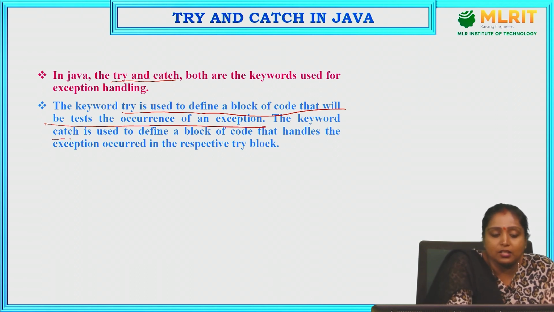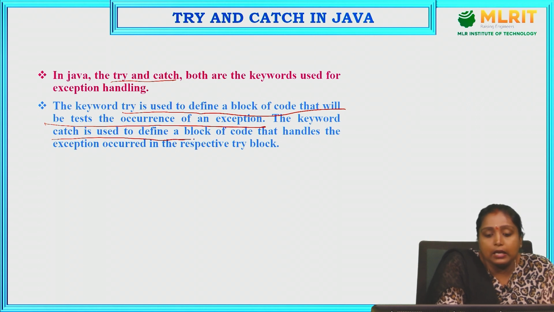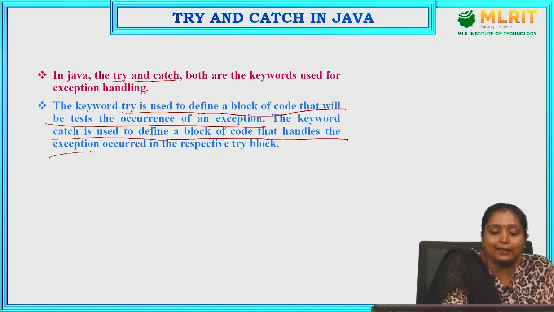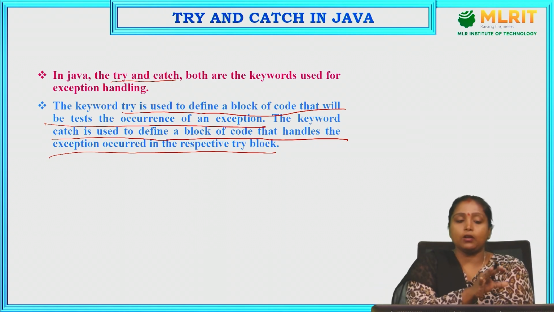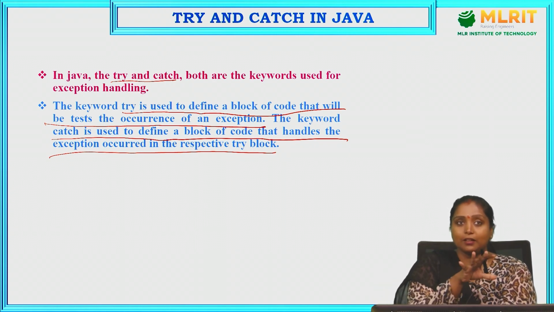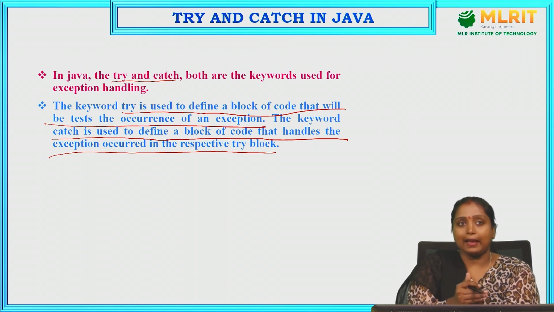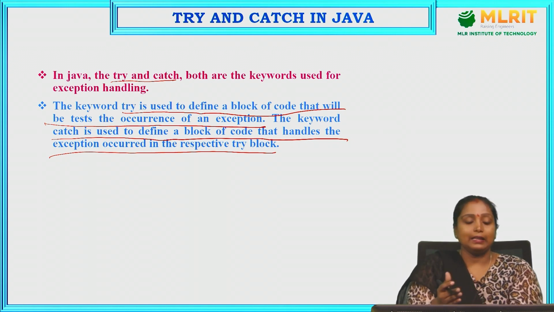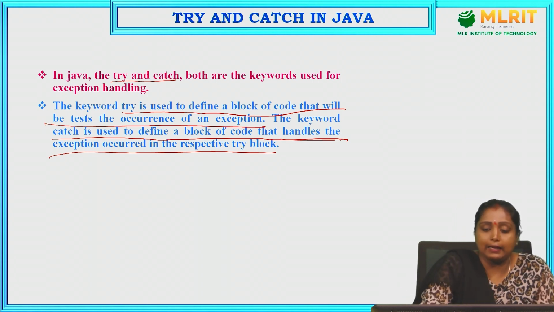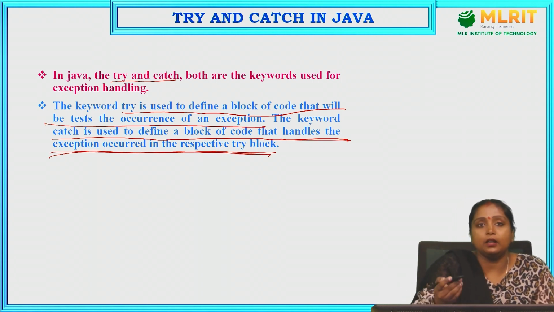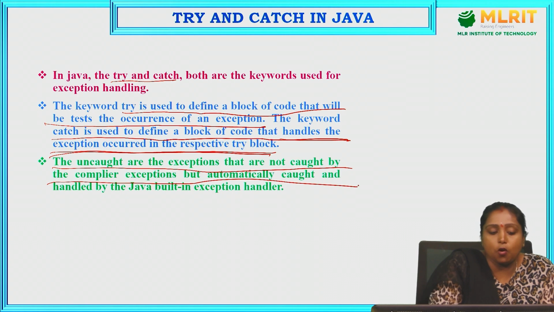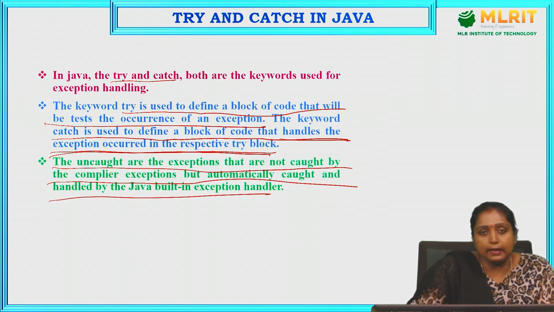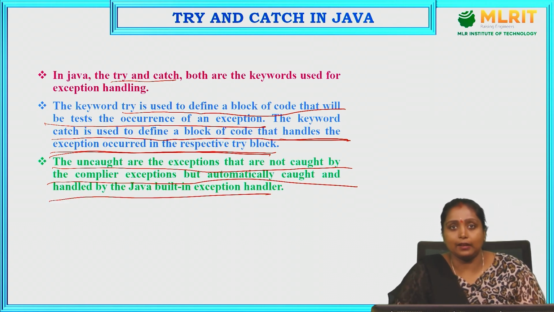The keyword catch is used to define a block of code that handles the exception occurred in the respective try block. If you are writing code in a try block and any exception occurs in that try block, it will be caught in the catch block, and the handling of that exception will happen in the catch block. The uncaught exceptions are not caught by the compiler, but are automatically caught and handled by Java's built-in exception handling, which we have seen in the last session.